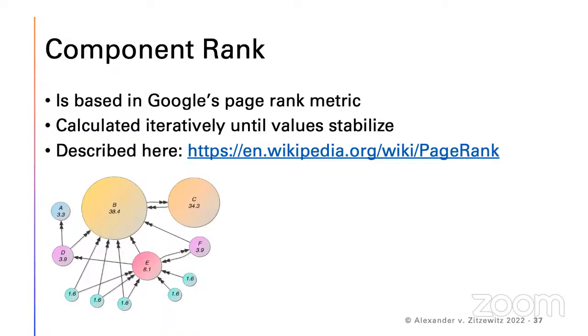The last metric today would be component rank. It's based on the PageRank algorithm of Google. You could do the same thing that you do for PageRank for the classes in your system. Basically, that tells us how likely you are, when you're reading the code, to end up on a certain class. It's calculated in a very simple way.